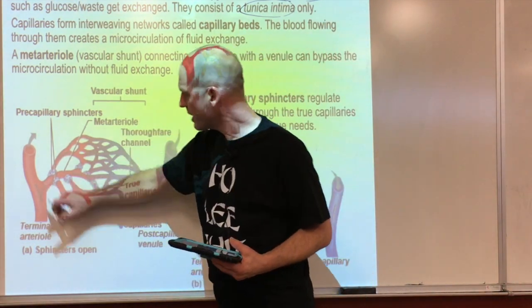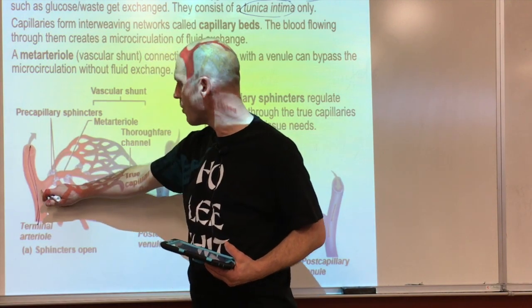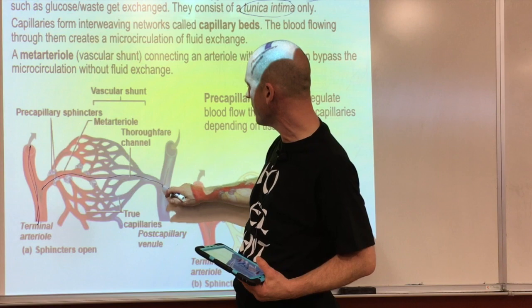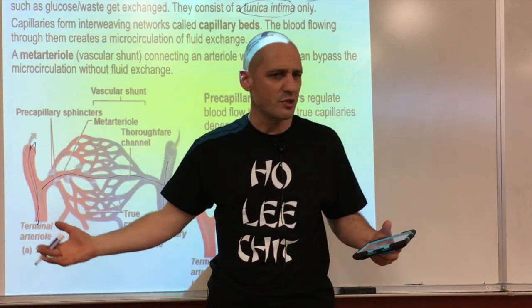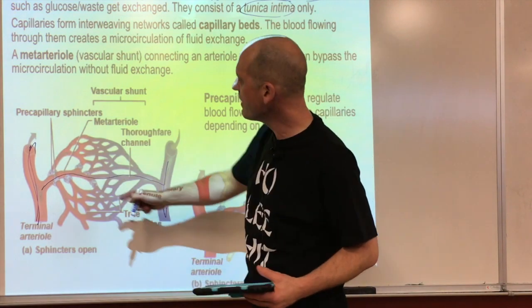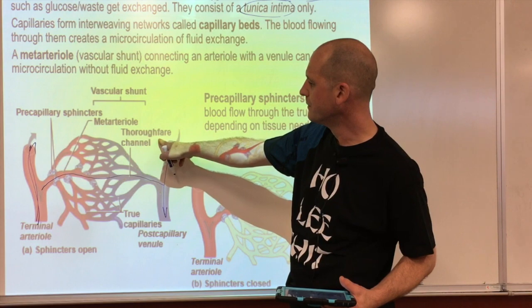Capillaries, so what we have here is an artery or an arteriole, and then one of these big ones going right through there, and on the other side there's a vein, or a venule. Venule just means very small vein. So we have one channel that goes straight through, they call it the thoroughfare channel.